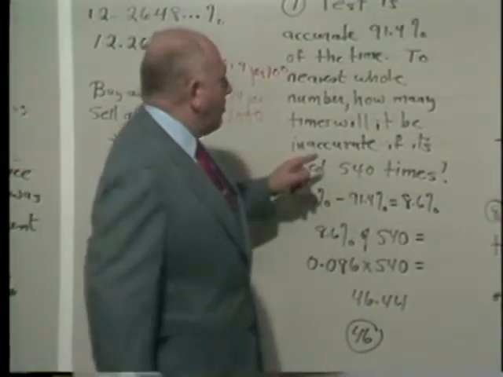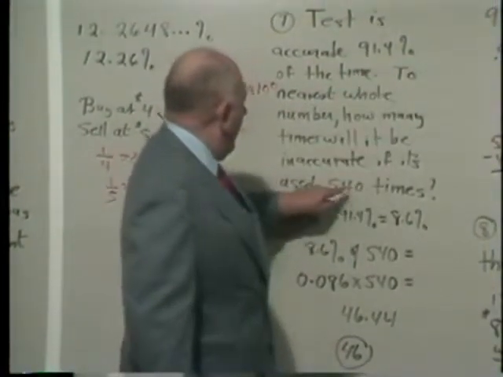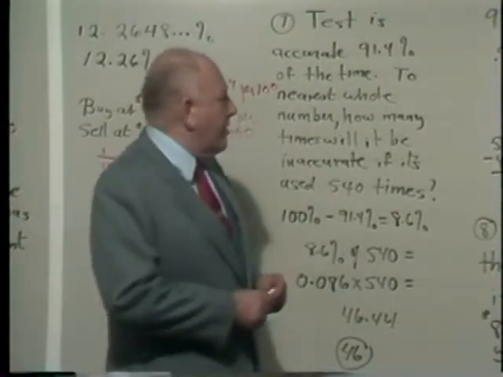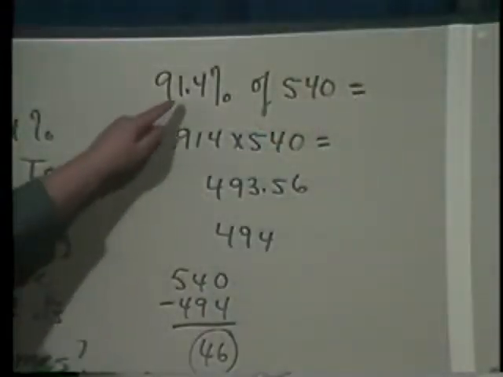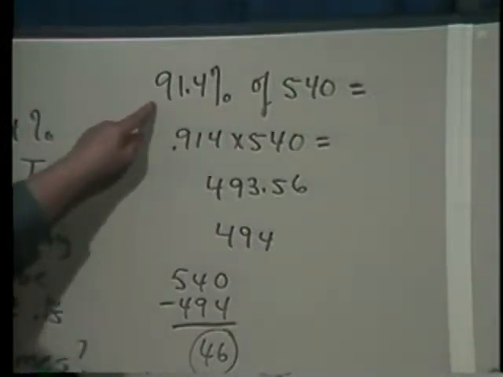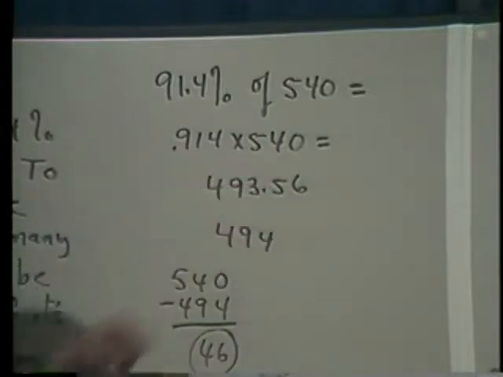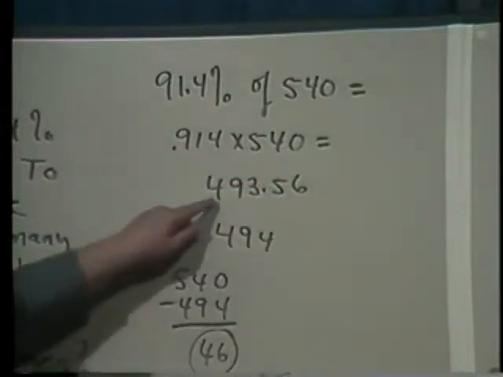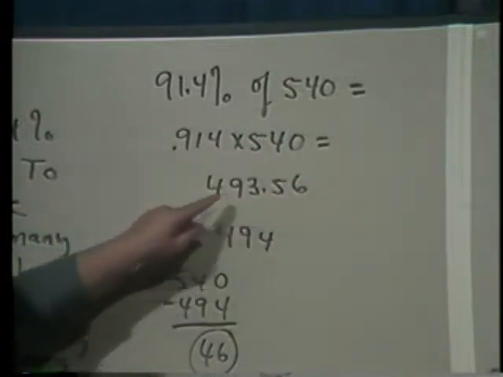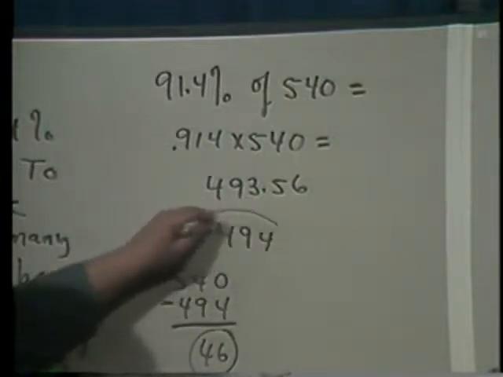Now again, the most common mistake that people make is they see the 91.4%, they see the 540, they say, what the heck, I'll take 91.4% of 540, which you can do. Namely, percent means divided by 100. That means move the decimal point 2 places to the left. That gives you 0.914. Of means times. You multiply that by 540. On the calculator again, 0.914 times 540 equals 493.56.